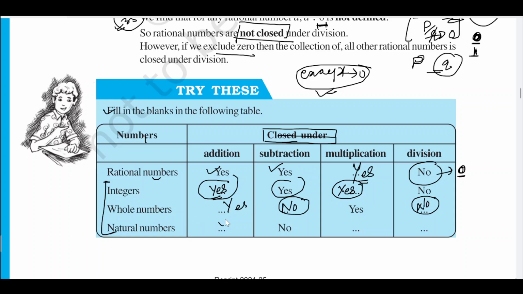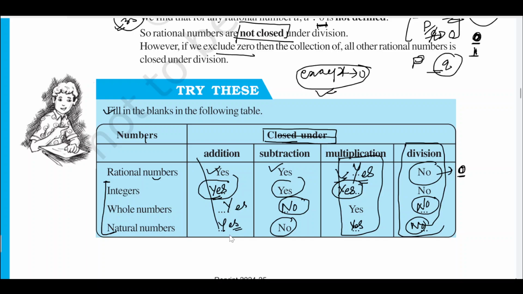Natural numbers closed under addition? Yes. Closed under subtraction? No. We can get integers. Closed under multiplication? Yes. Closed under division? No. We will get rational numbers. So we can say none of these numbers is closed under division. Everyone is closed under multiplication and everyone is closed under addition. For subtraction, these two, whole numbers and integers, are closed. These are not closed.